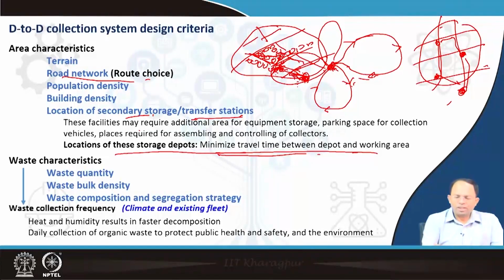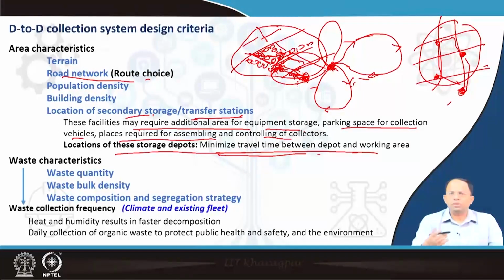Other than that, there has to be adequate space for these stations or storage. These facilities may require additional area for equipment storage, parking space for collection vehicles, and space for assembling and controlling the collectors. They also may wish to take a bath or change, or there may be a place for supervisors. Maybe there is some small office. All this also needs to be there. So this is how area characteristics influence the D2D system. Then waste characteristics, waste quantity: if the waste quantity is much higher, the vehicle would get filled very fast. So again that will influence my vehicle size.